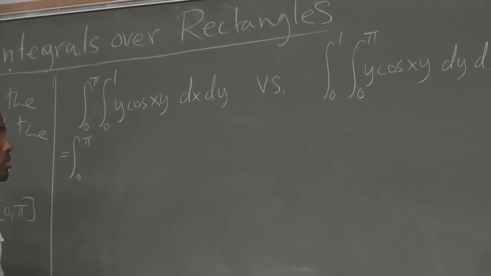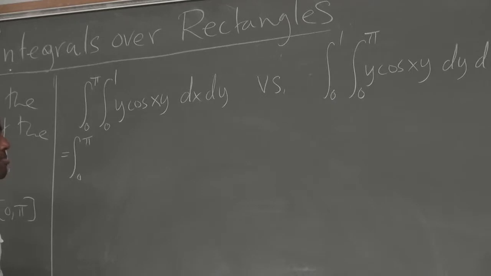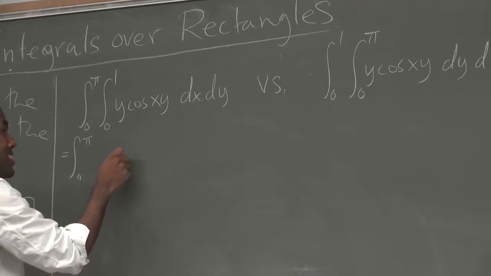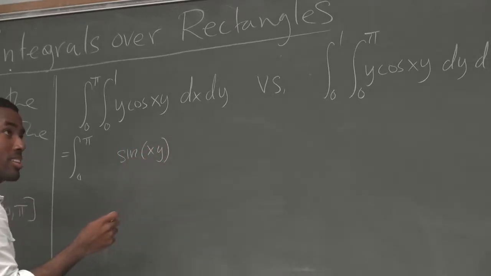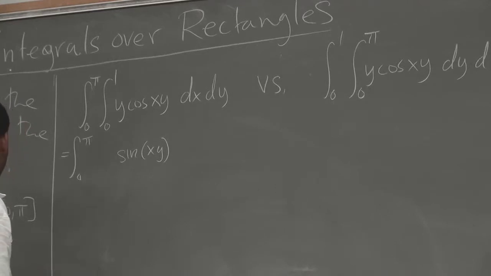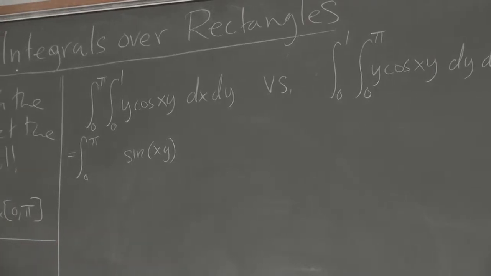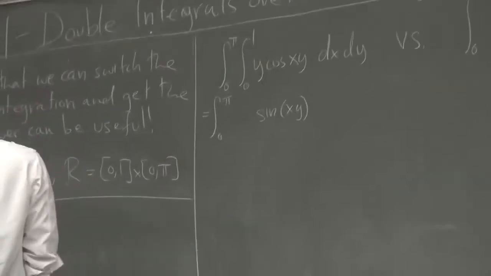X squared over 2 times y. What? Oh, wait, no. Sine. Sine of xy. Y squared over 2 sine xy. Okay. There you go. This was the point of the diagnostic test, people.